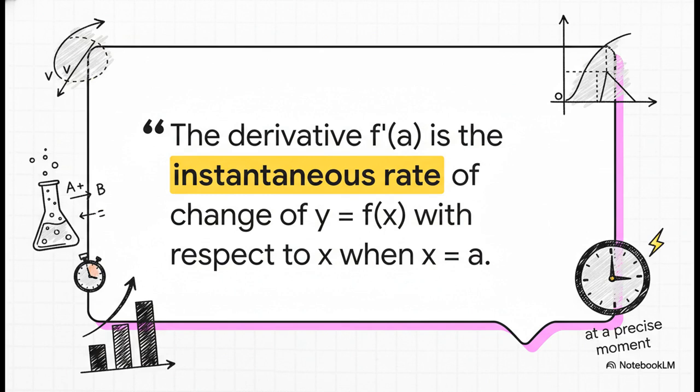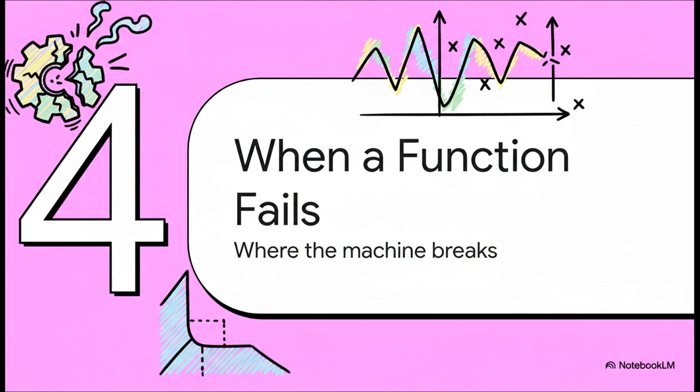Think about it, the velocity of a rocket, the rate of a chemical reaction, how fast a company's profits are growing. Whenever you want to know how fast something is changing at a single precise moment, the derivative is the tool you reach for. Okay, so this slope-finding machine we've built, does it work for every single function, everywhere? Well, not quite. There are a few specific situations where a function isn't what we call differentiable.